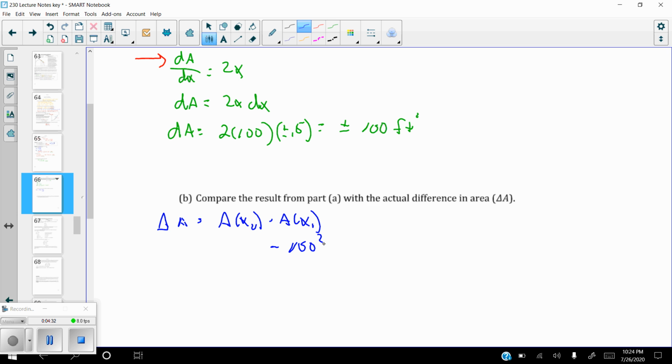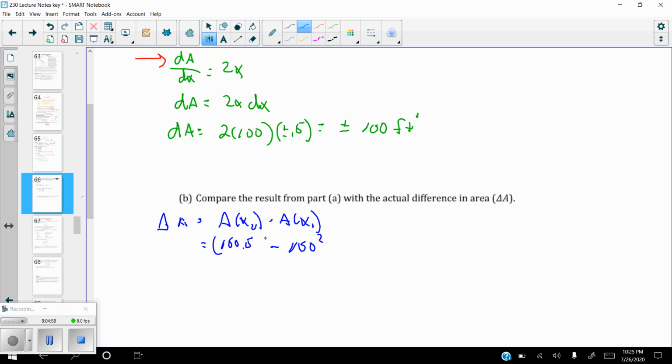Now, for the area of x2, we either have to add 0.5 feet or subtract 0.5 feet from each one. So it's either going to be 100.5 or 99.5, one way or the other. It doesn't really matter which one we do, so we'll do 100.5 first. That's if we added the tolerance.